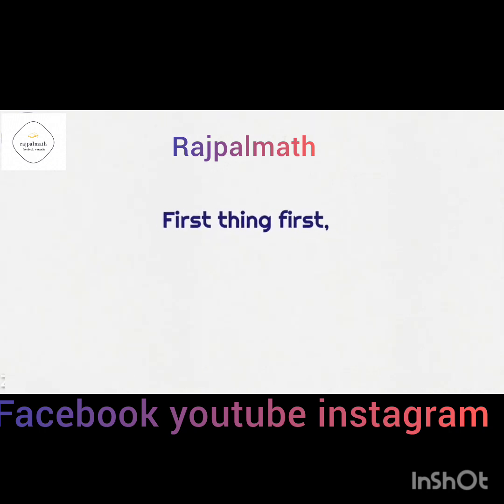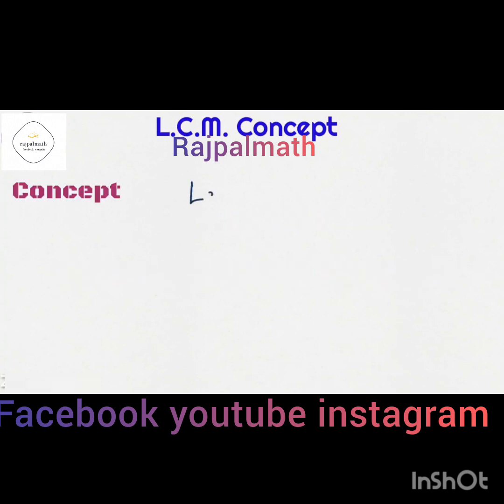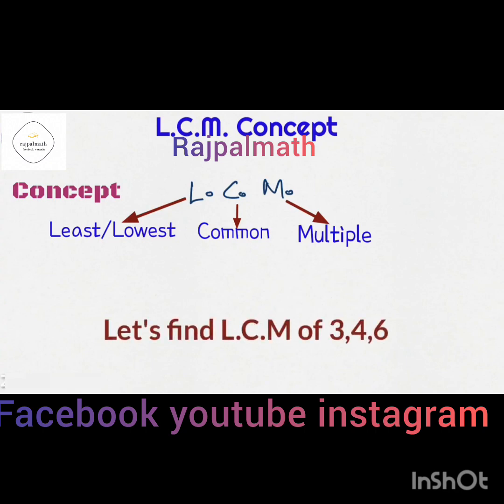So first things first, let's understand the concept of LCM. Here L stands for lowest, C stands for common, and M stands for multiple. These words are quite explanatory to understand the concept. So let's understand it with an example. Let's try to find out the LCM of 3, 4 and 6.